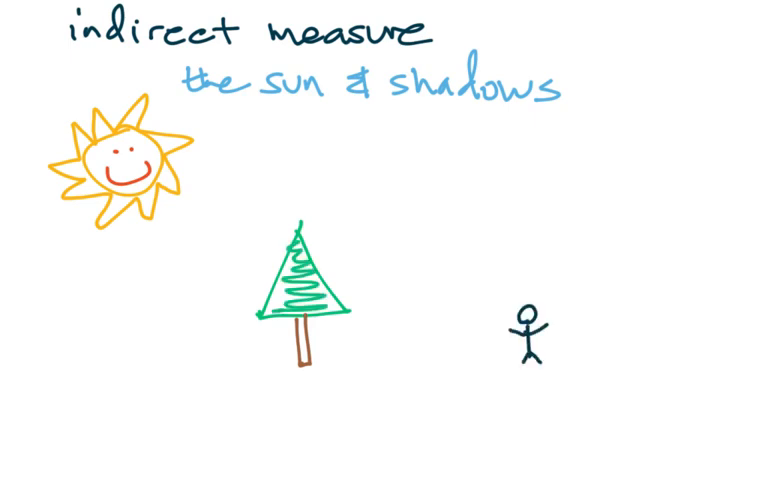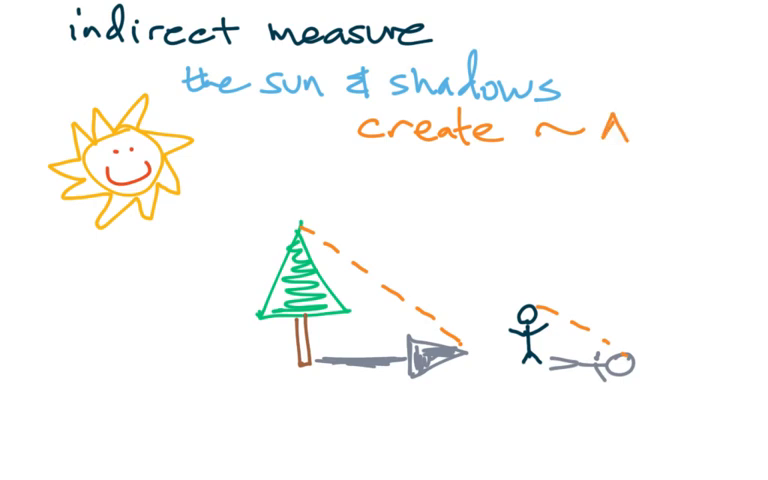Now what's going to happen is that sun is going to create a shadow onto the ground because it's like backlighting these things. So here would be my shadow for the tree. Here's my shadow for the human. And what happens is these sun and shadows essentially create little triangles, right? Kind of imaginary triangles. And guess what? Those triangles are similar. So the sun and shadows create similar triangles.